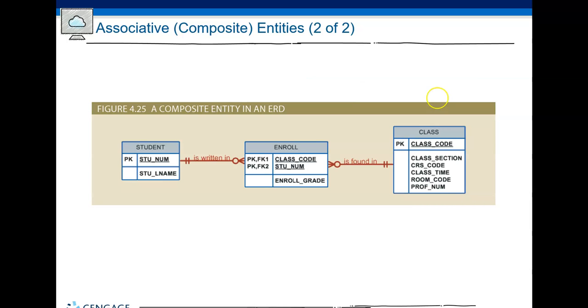So here's an example. In the Chen diagram, you used to have a many-to-many relationship here. Student enrolls in, the verb being enrolls. A student enrolls in many classes. A class is enrolled in by many students. Obviously, a class has more than one student in it, right? And a student obviously takes more than one class: English, math, science, whatever.